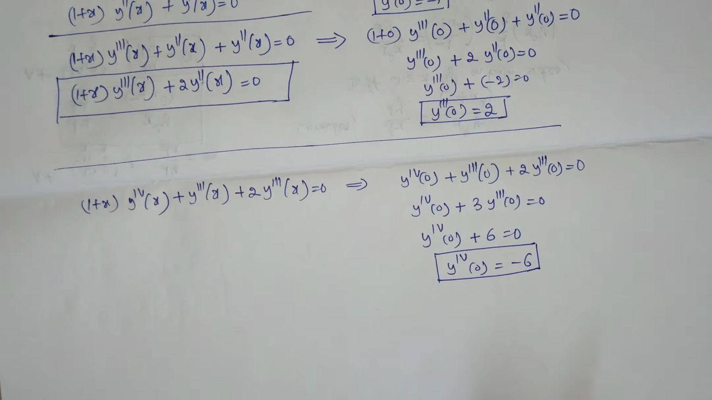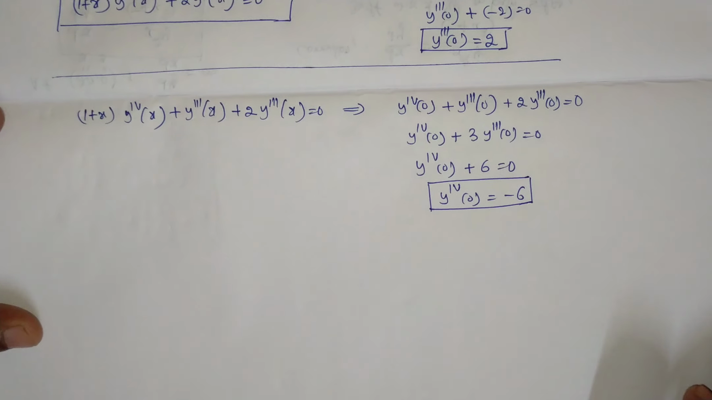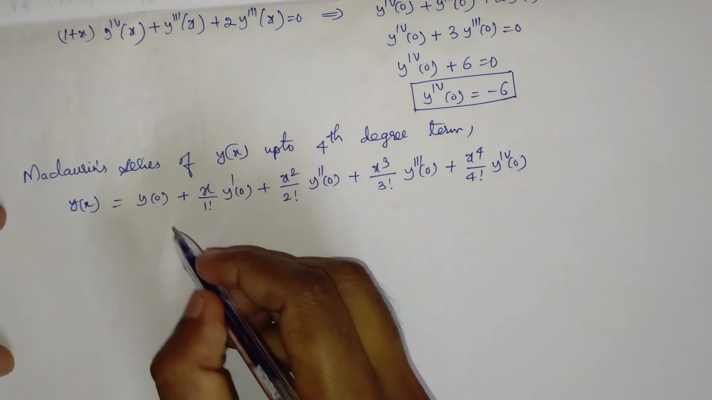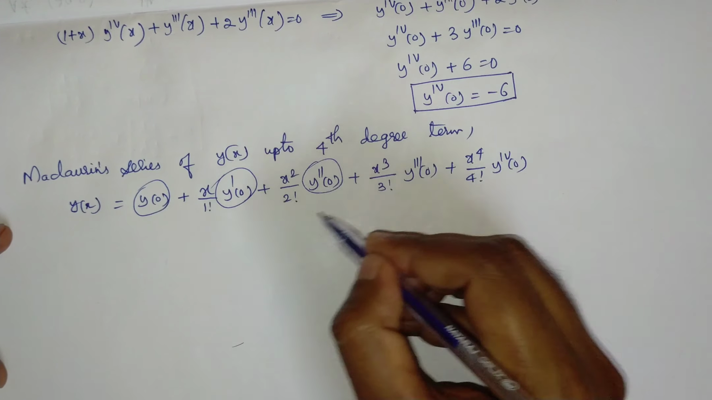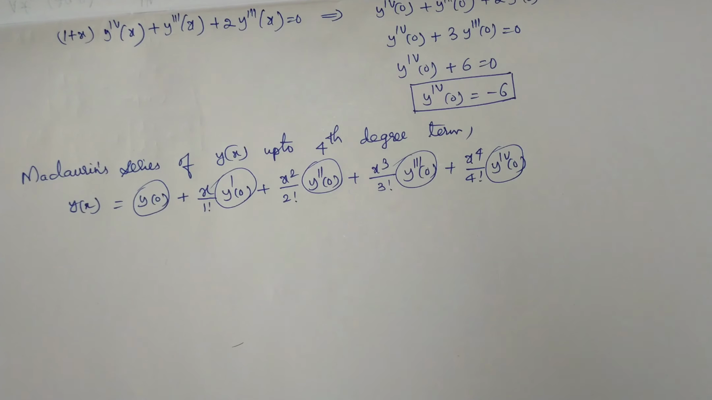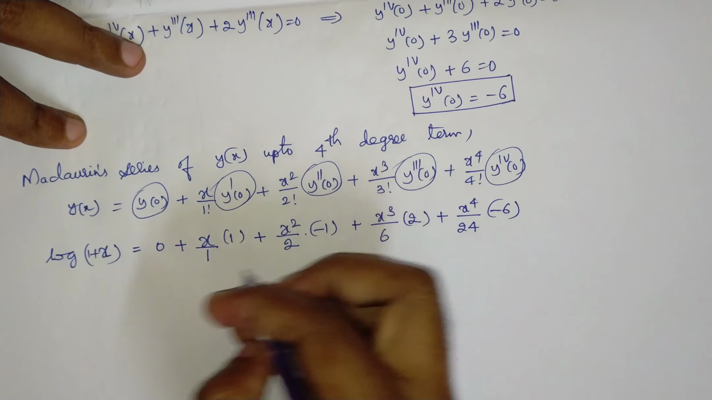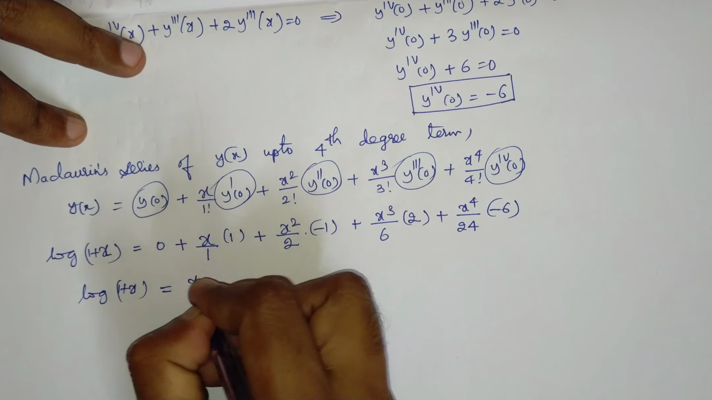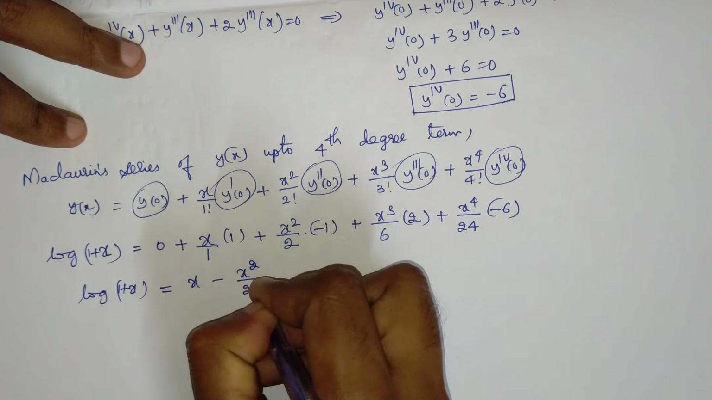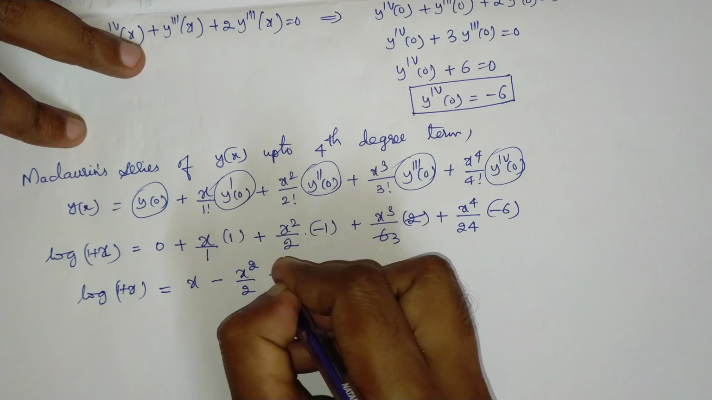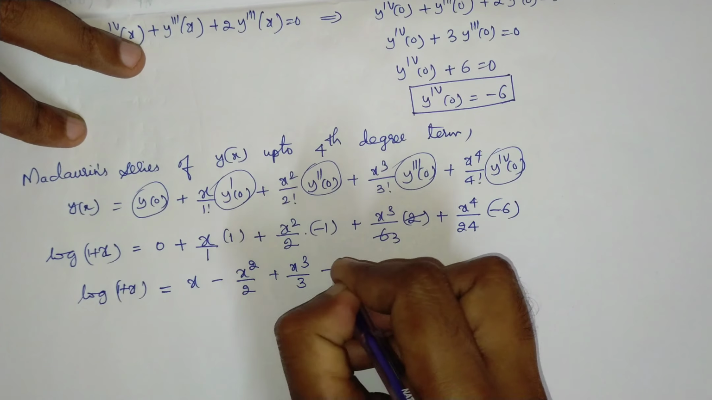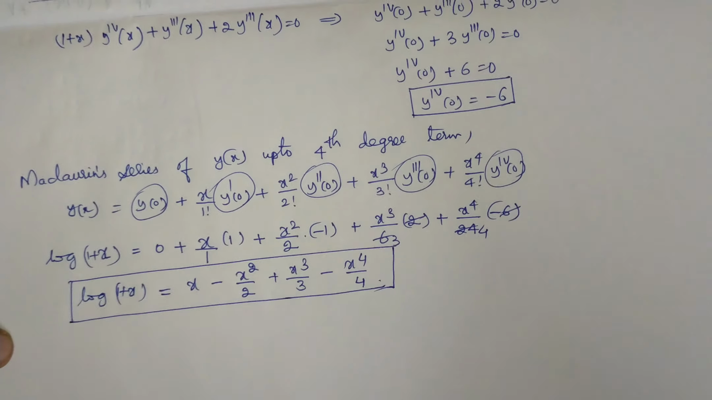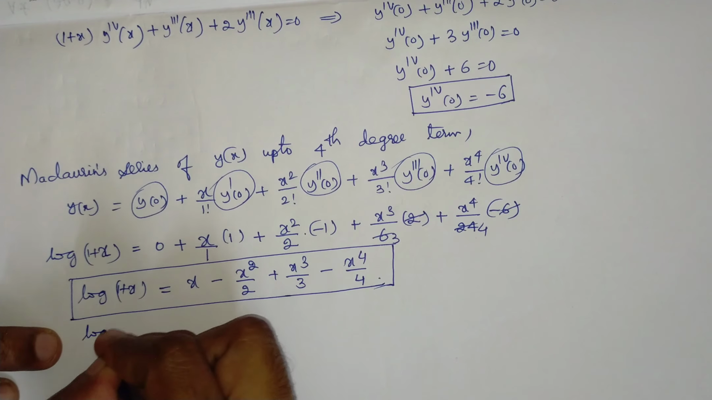Now let me consider the Maclaurin series of y of x up to the 4th degree. Now substitute the value of y of 0, y dash of 0, y double dash of 0, y triple dash of 0, and 4th derivative of y at 0. We get, so now we have, see, log of 1 plus x, that is equal to x minus x square by 2, plus x cube by 3 minus x power 4 by 4. So using this I can calculate the log of 1 plus minus 6 value.